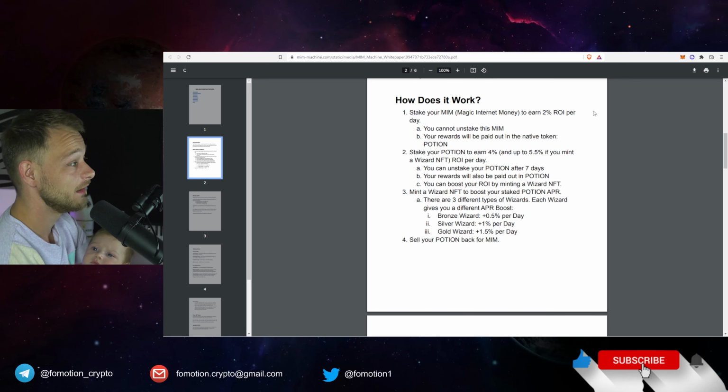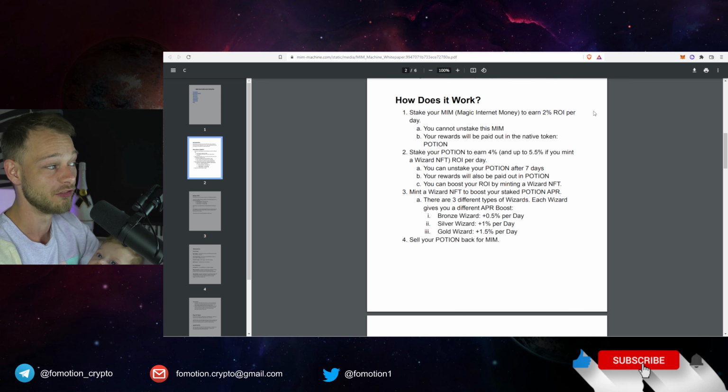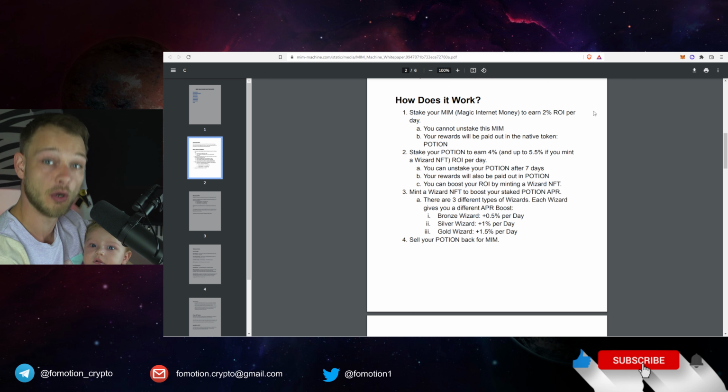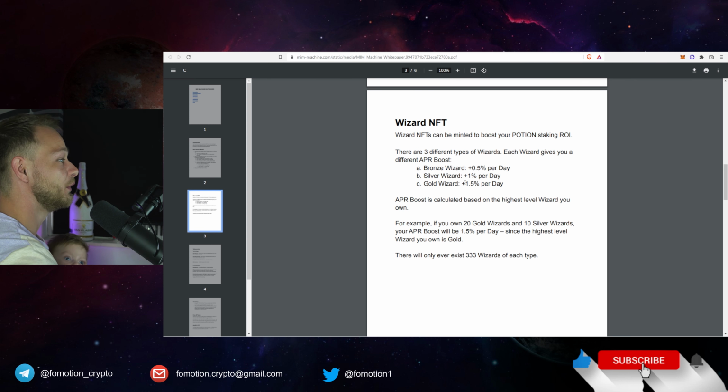Yeah. Then it gets interesting. Stake your potion to earn 4% and up to 5.5% if you mint a wizard NFT return of investment per day. Every day. You can unstake your potion after 7 days and then sell your potion for MIM or whatever. So the gold wizard gives you 1.5% per day boost.